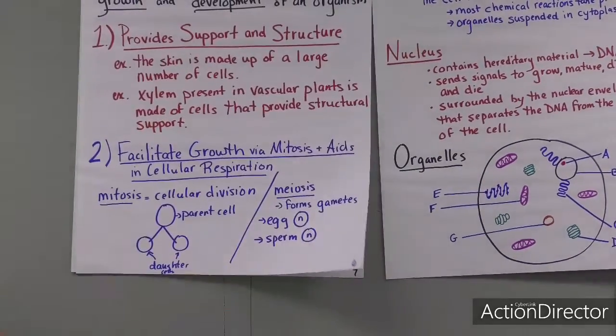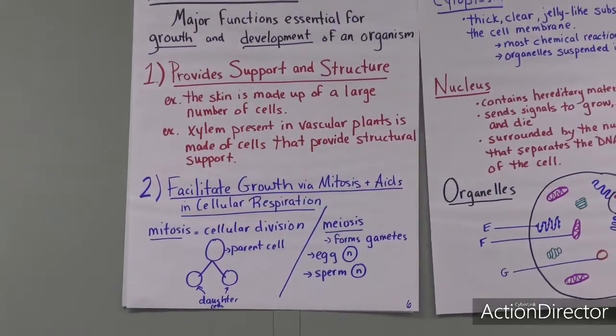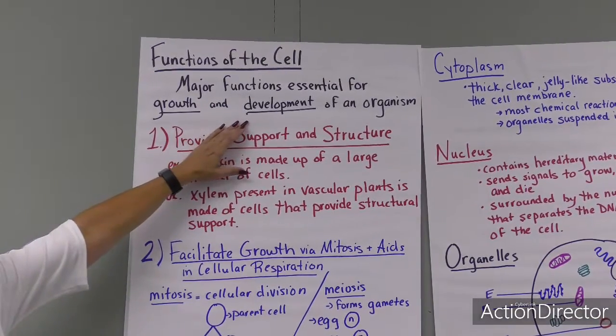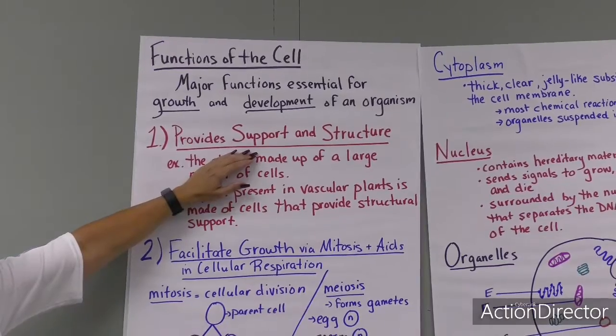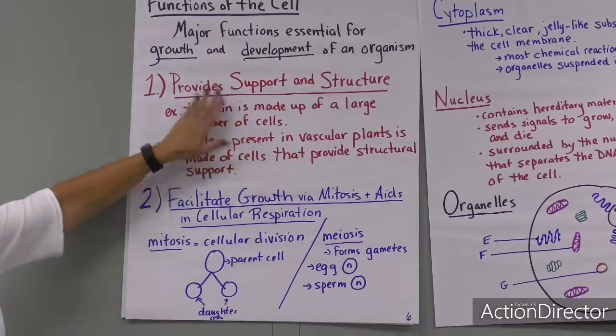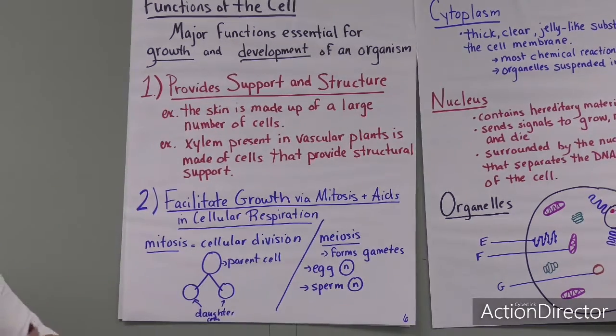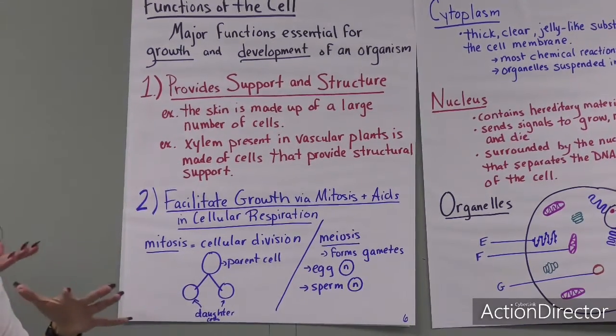So let's look at the functions of the cell. There's just a couple of these. The major functions that are essential for growth and development of any organism. We need to provide support and structure. So I gave you a couple examples. Your skin provides support for your body, and it's made up of thousands of millions of cells, right?